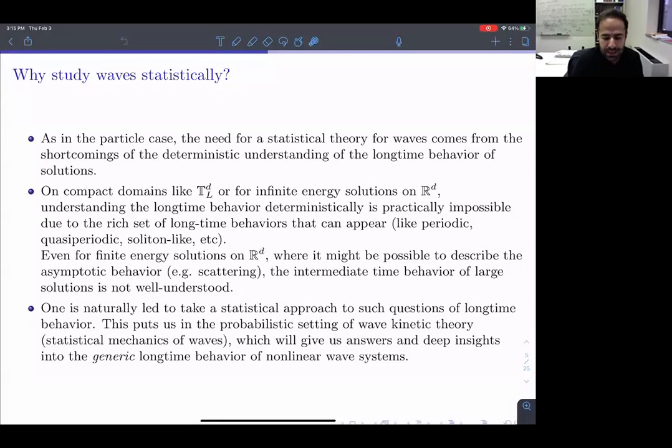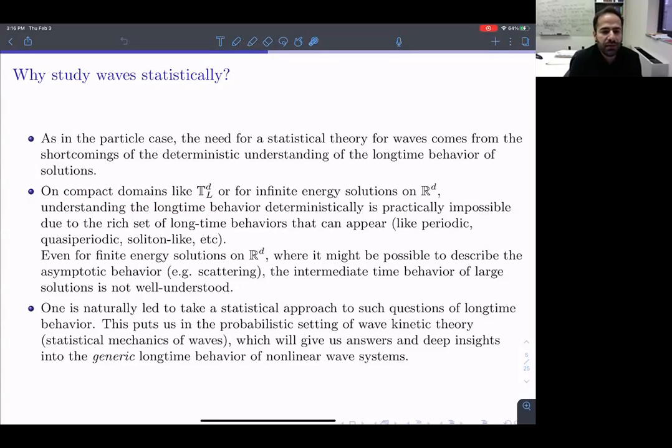So as in the particle case, the need for the statistical theory comes from the long time behavior of solutions. So let me elaborate a little bit on that. If you study those dispersive equations on a compact domain, we know that there are many different possibilities for the long time behavior of the solutions.